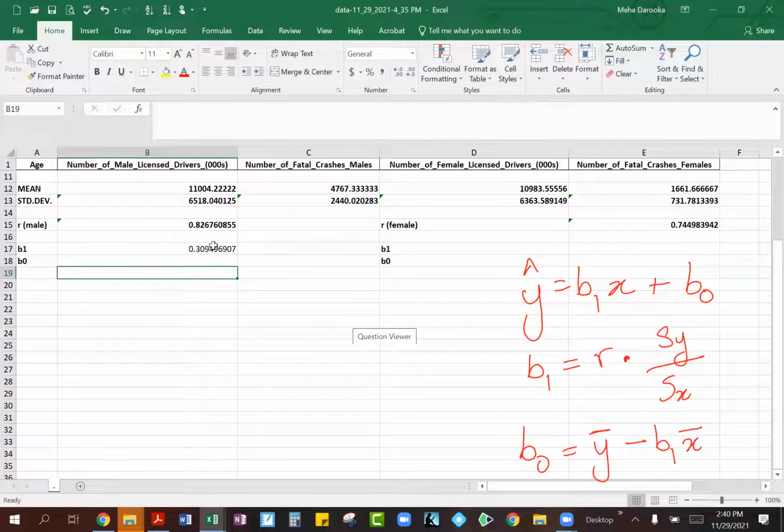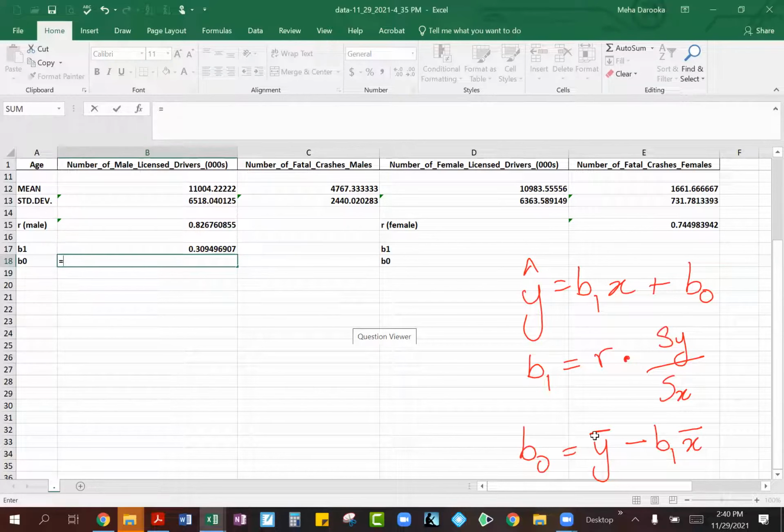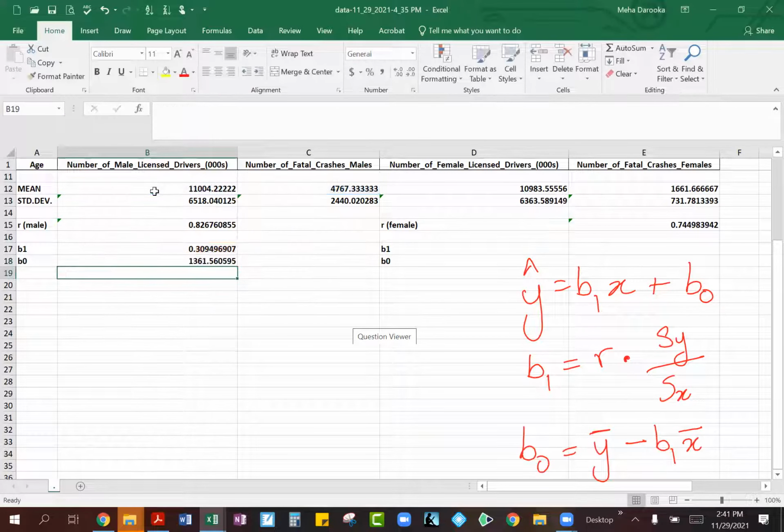But this is going to be our B1 value for the males. Now let's do the B0, and this is going to be equal to, now remember this is where you're taking the average of the Y variable, which will be the average of the fatal crashes, minus B1. Remember this is the number you just calculated, so that's the 0.309496097. So let's see, average of the fatal crashes minus B1 multiplied with the average of the licensed drivers. And this is all happening for the male drivers. So we need to reduce this down to 3 decimal places.